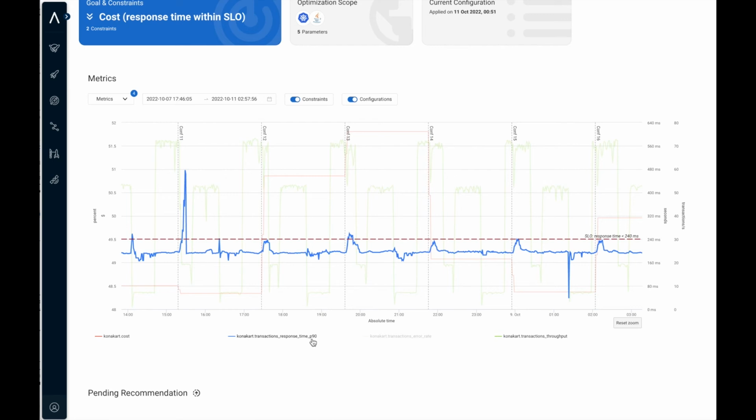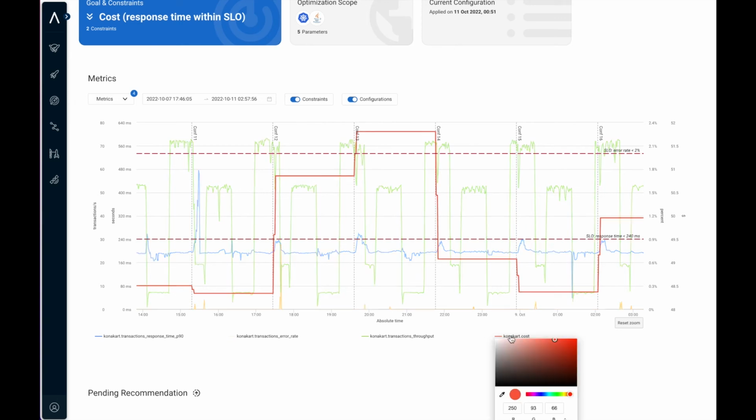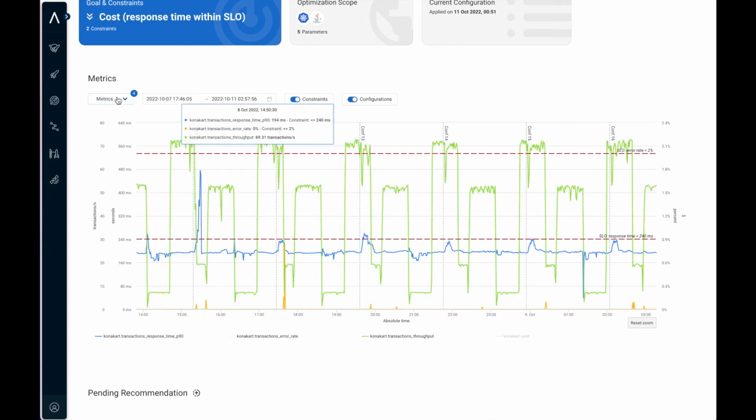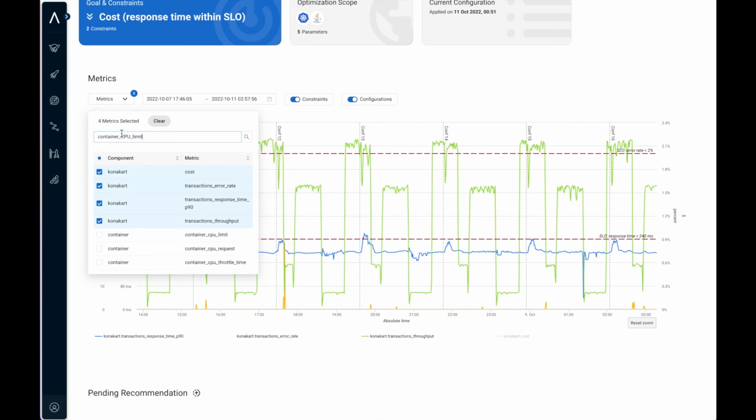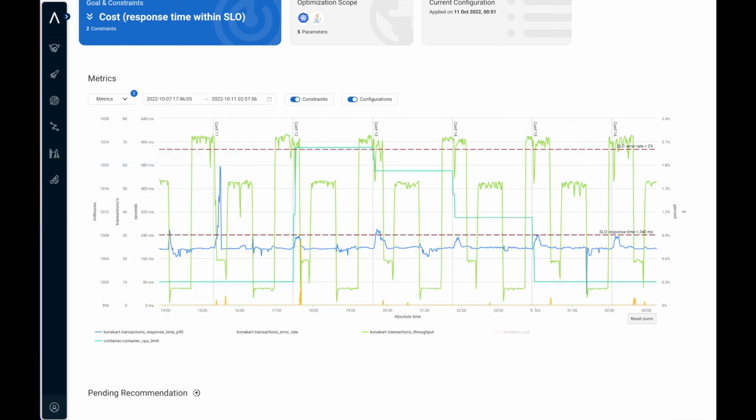Let's analyze how Akamas reacted to that peak. In order to do so, let's have a couple of other metrics added to the chart. First of all, container CPU limit, which represents the major driver for the cost. And the container memory limit.